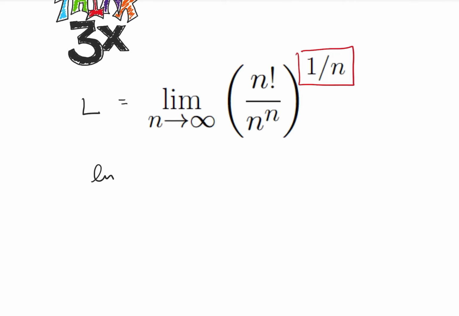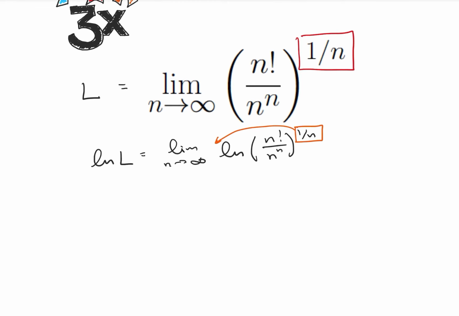And let's take the natural log of L, which is then going to be the limit as n approaches infinity of the natural log of n factorial over n to the n, raised to the 1 over n. Okay, using our log rules. The reason we did that is so that we can pull this guy out. So this is going to end up being the limit as n approaches infinity of 1 over n times the natural log of n factorial over n to the n.